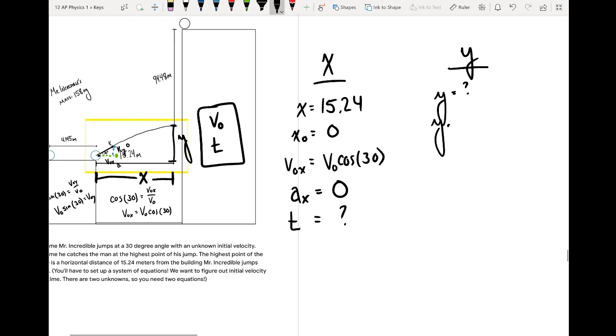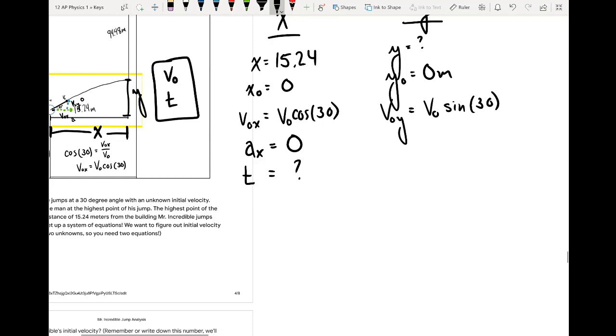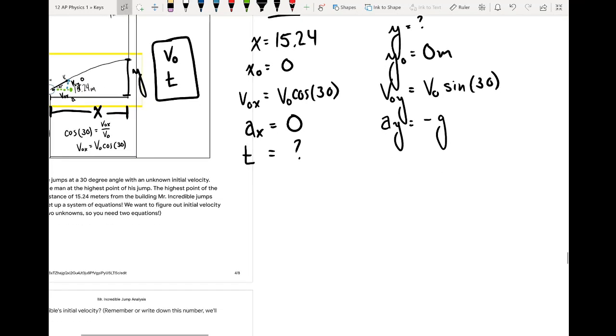We know that y0 is something. We're going to call it 0 meters. We're going to say he goes up from 0. We said that v0 y is equal to v0 sine of 30. We know that the acceleration in the y direction is going to be negative g, or negative 9.8. And we know that the time is something.